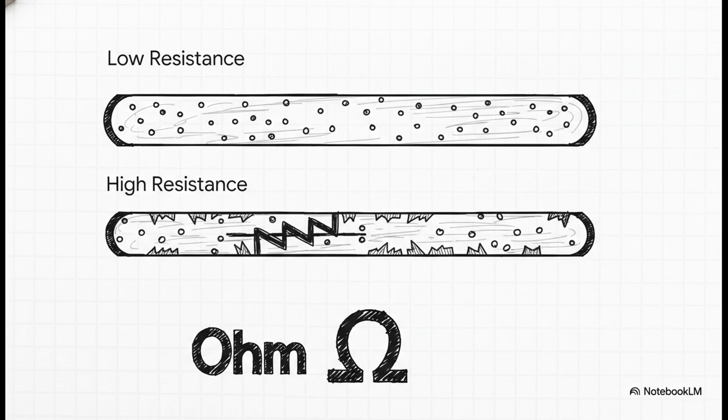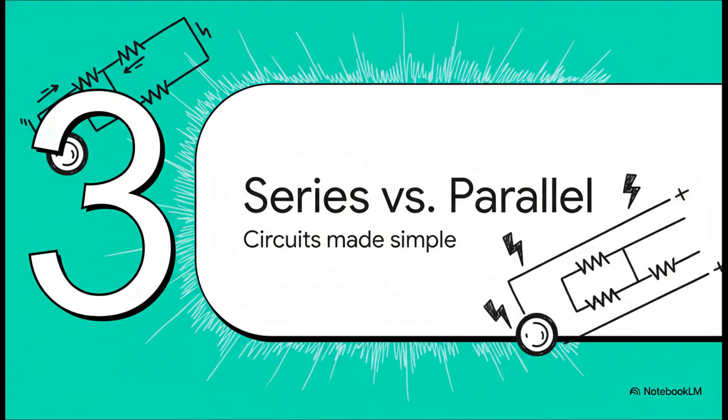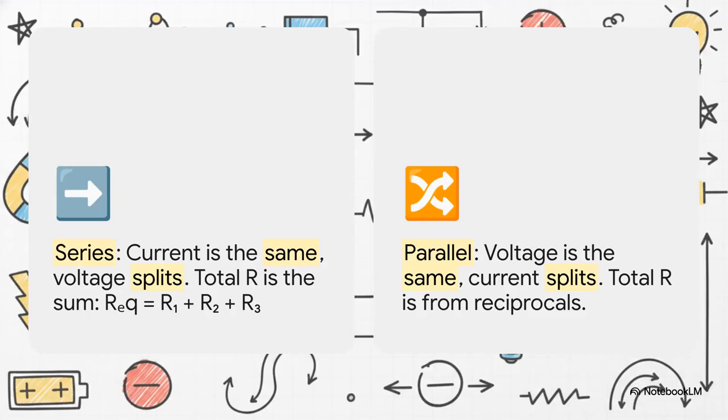And we measure it in ohms, using the Greek letter omega. All right, let's tackle a topic that often trips students up: how to calculate the total resistance when components are connected in different ways. We're going to make this crystal clear right now. This slide right here is your ultimate guide.